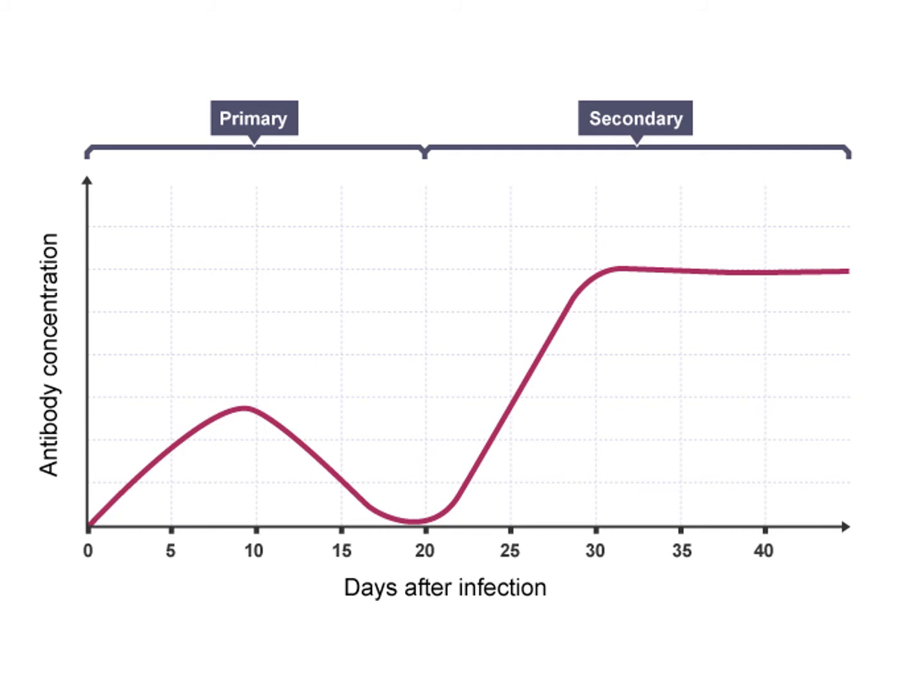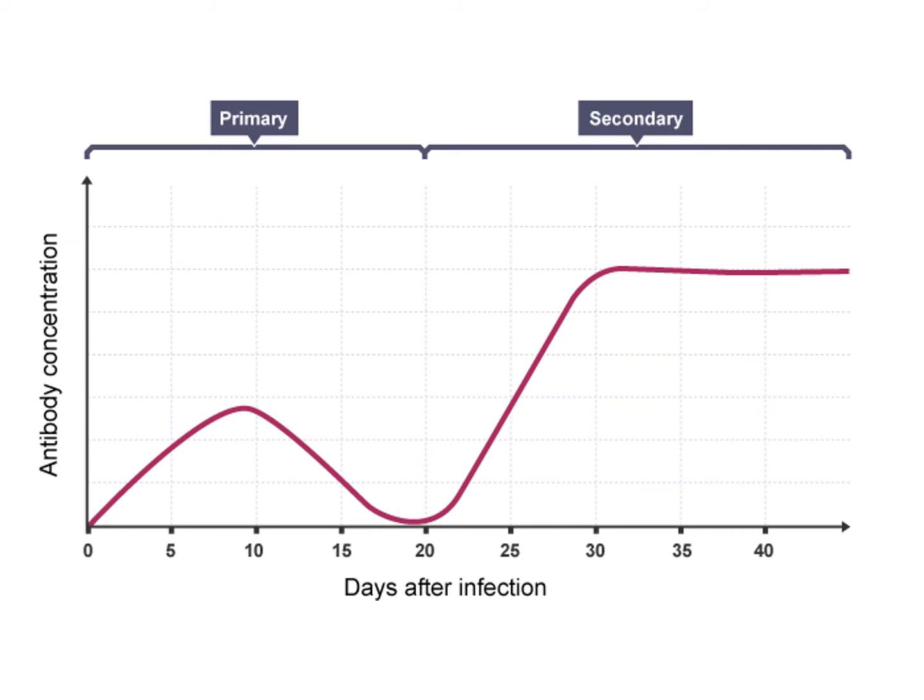After 10 days of infection, during the primary infection, your antibodies have increased and peaked. After this, between 10 and 20 days, you can see that the antibody concentration gradually decreases.